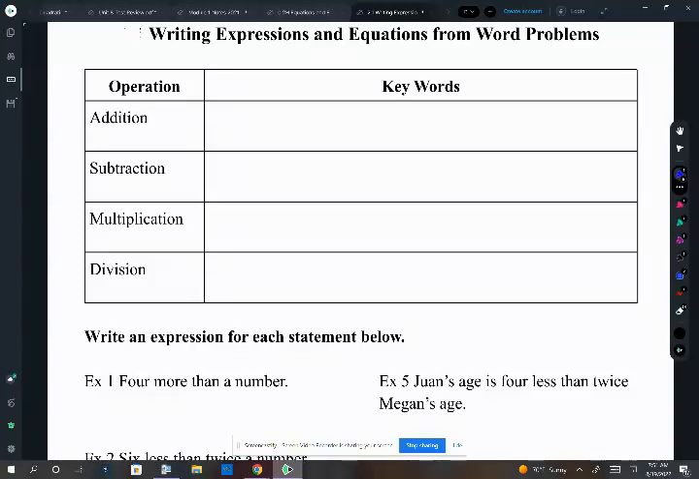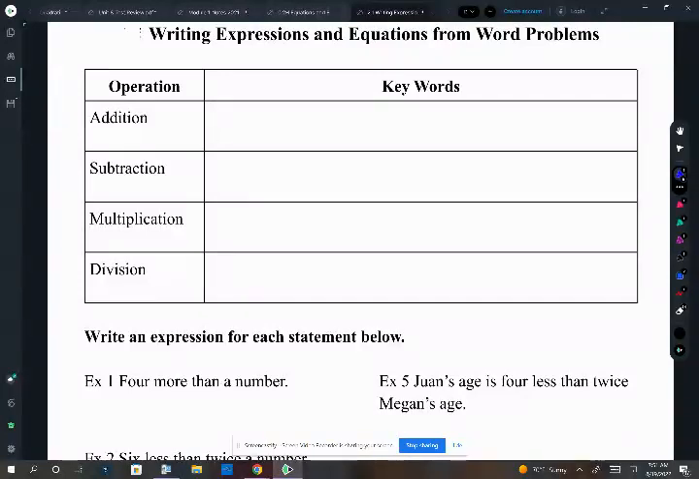So this video is going to go through the notes and the information that you need in order to write expressions and equations from word problems. So if you can think back to when you first started looking at your basic solving equations, you have some words that help you remember that you're going to add or subtract or multiply or divide.